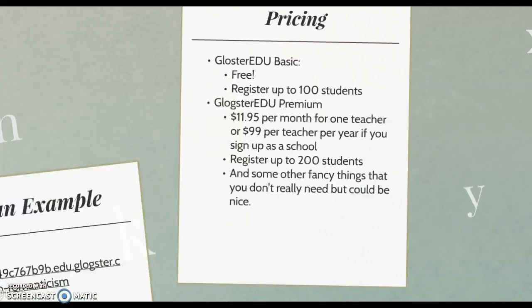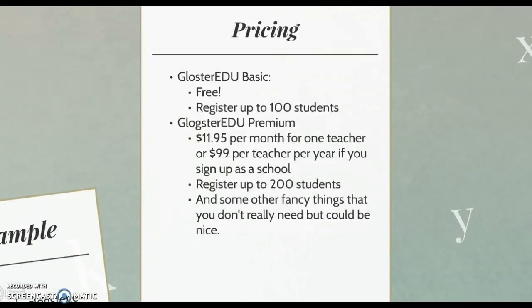As I said earlier, I did get a free 7-day subscription, but there are different paid profiles you can get. The Glogster Education Basic is free and you can register up to 100 students. Or you can get the Glogster Education Premium, which is $11.95 per month for one teacher, or $99 per teacher per year if you sign up as a school or district. With this, you can register up to 200 students, and it has some other fancy things you can do that you can't do with the basic, which would be nice to have, but not necessary.